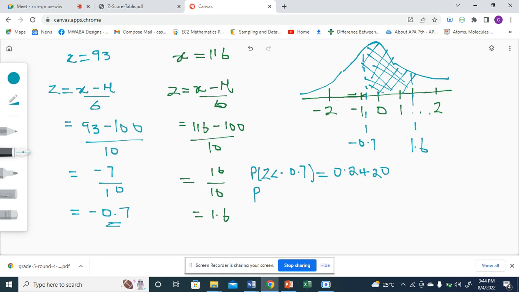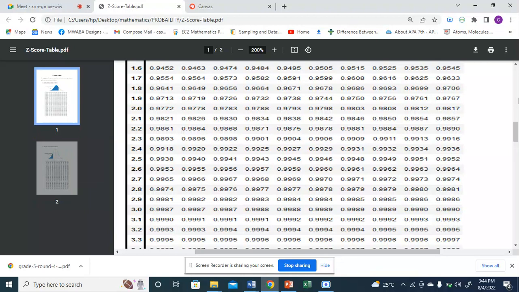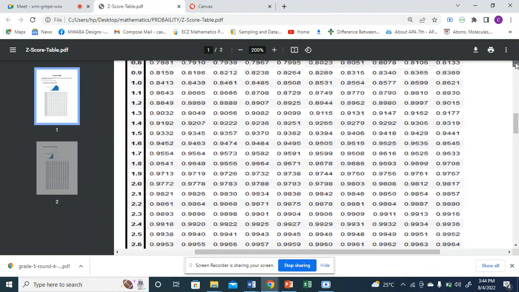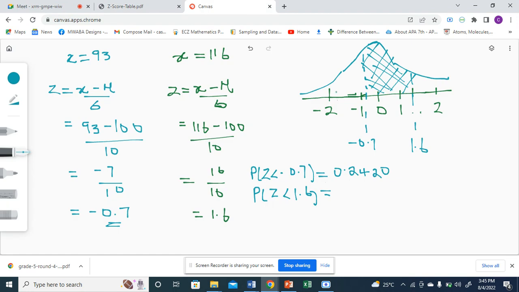Then also find the probability of our z-score here, 1.6. The probability that z is less than 1.6. We go to our positive z-score table. I'm going to look for 1.6, which is here. And the column for 0.00 is this one. So our probability is 0.9452 here.